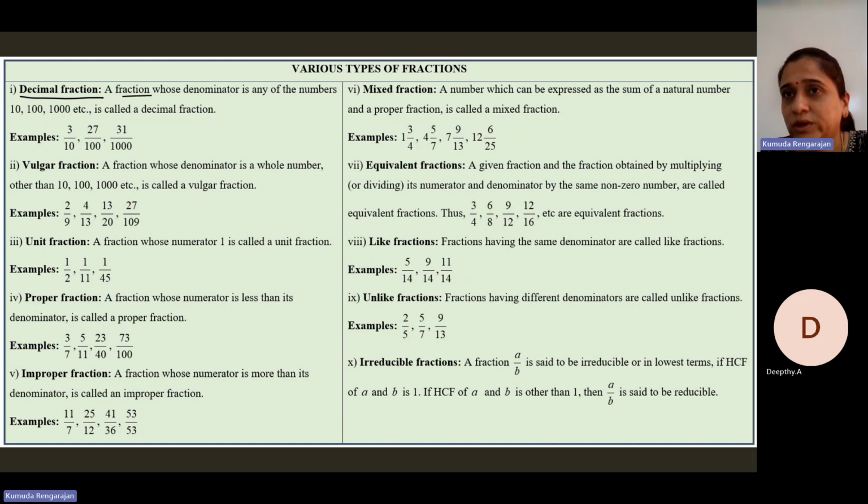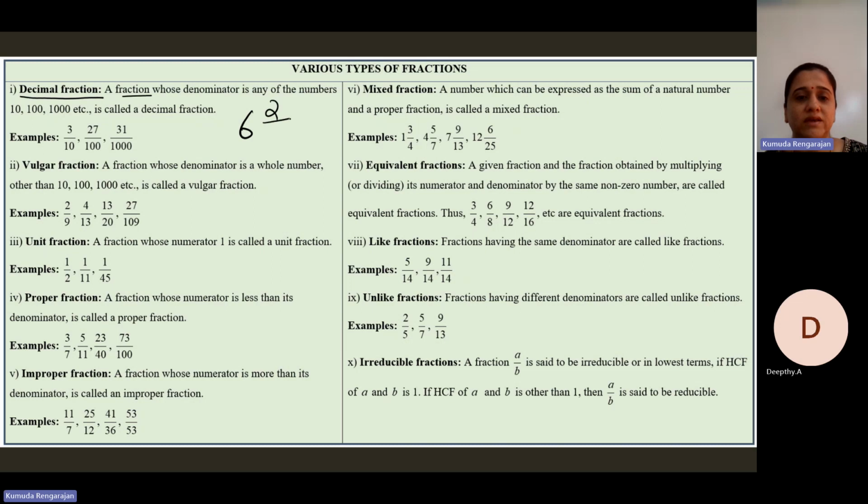Proper fraction. We know this, right? In a fraction, if the numerator is smaller than the denominator, it is a proper fraction. Improper fraction is the opposite of this. If the numerator is greater than the denominator, then it's an improper fraction. All right, mixed fraction.